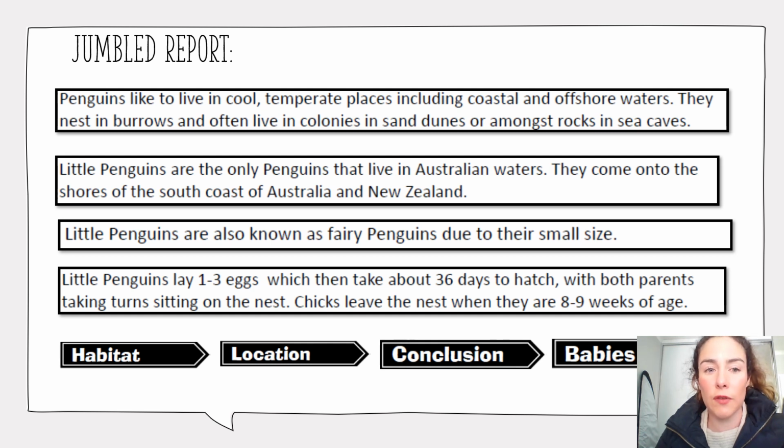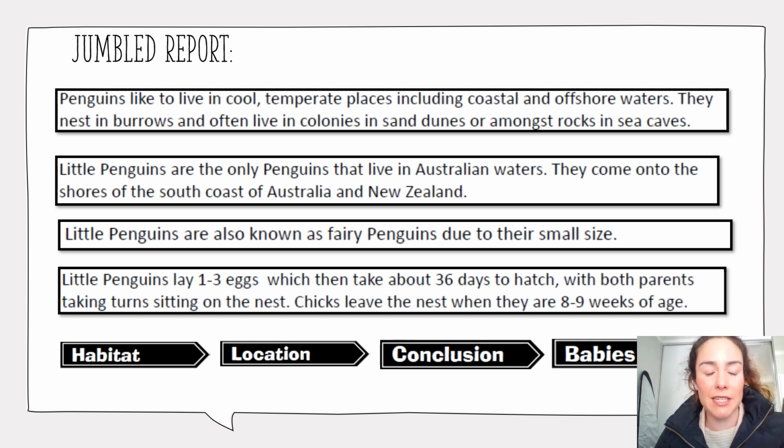All right, let's look at the next 4 of our jumbled report and subheadings, and see where we would match them up. So we have habitat, location, conclusion, and babies. What I'd like you to do now is pause your video and read through those paragraphs and think about which subheadings match up with each of the paragraphs.